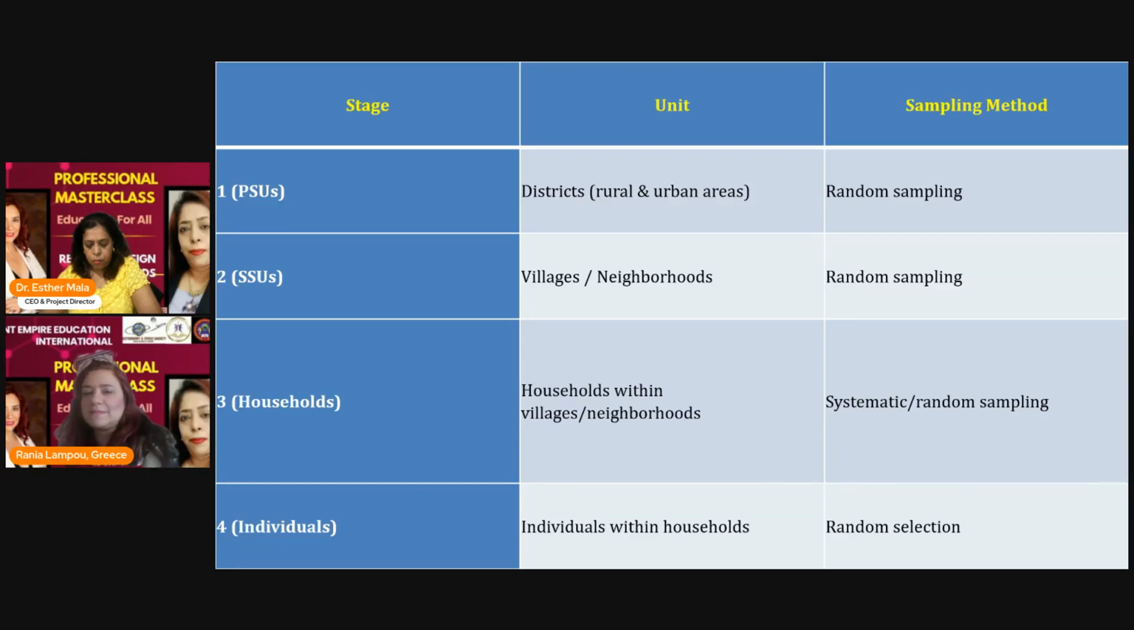So what are the advantages of these? The advantages are that it's practical and cost-effective for large diverse populations, that it allows separate analysis of rural and urban areas, and that it is flexible at each stage, depending on available data and resources. And this plan ensures representative coverage of both rural and urban populations while making the survey logistically feasible.